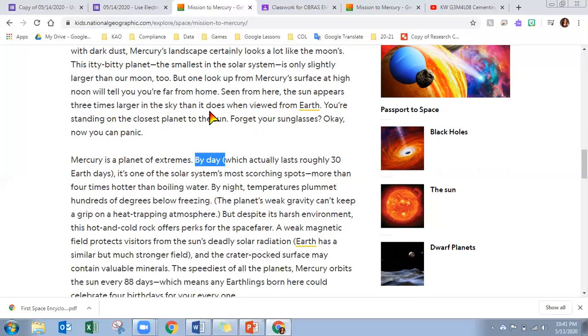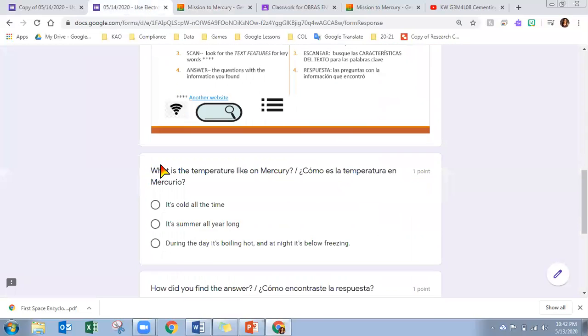That would make sense since the average temperature was 243 degrees Fahrenheit. And then by night, the temperatures plummet to hundreds of degrees below freezing. So maybe it's like another 243 degrees below freezing. So it's really, really hot and then really, really cold. So I wonder if that could be one of our answers.